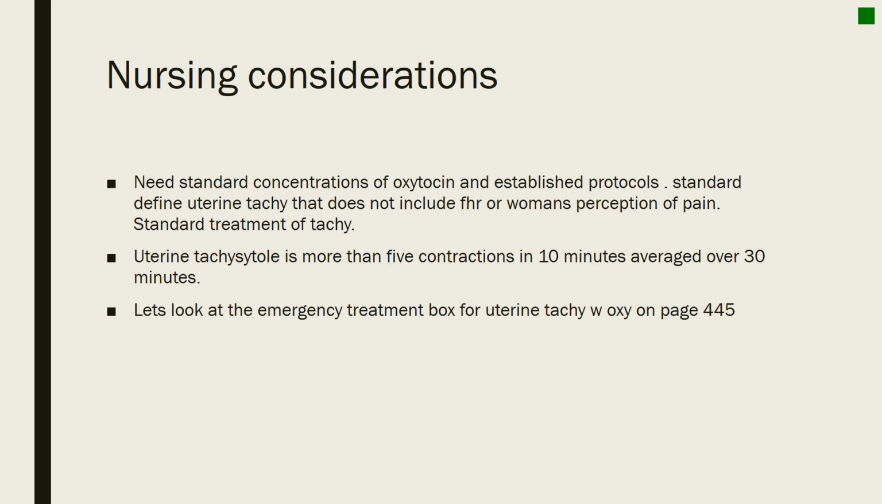All right, nursing considerations. There has to be a standard concentration, a standard preparation, a standard procedure, and also a standard definition of uterine tachysystole. This has to not include the fetal heart rate or the woman's perception of pain. The common definition for uterine tachysystole is more than 5 contractions in 10 minutes, averaged over a 30-minute period. Look at the emergency treatment box on page 445, and you need to be aware of this.